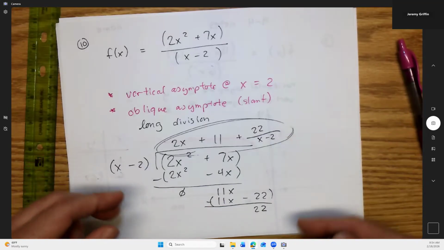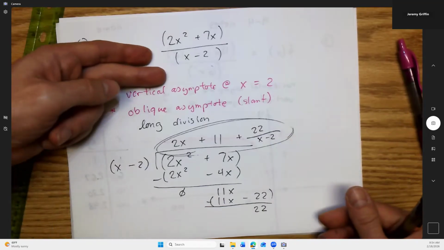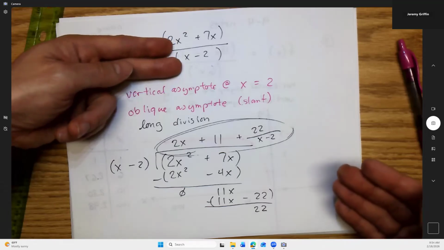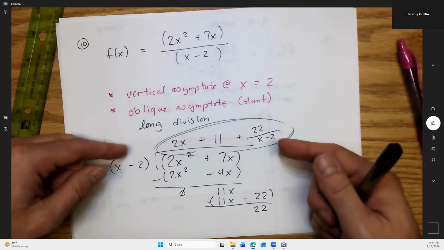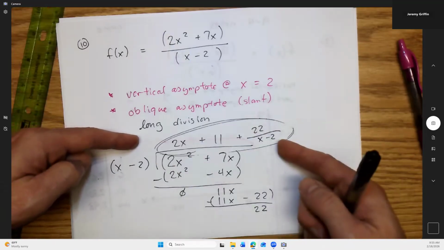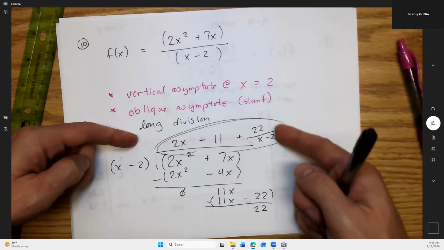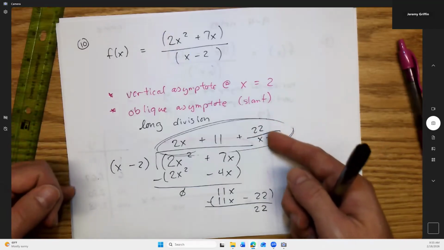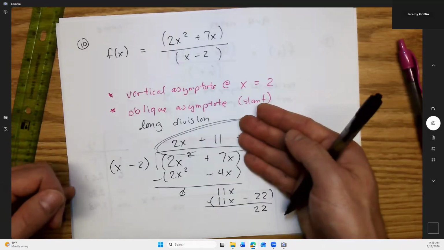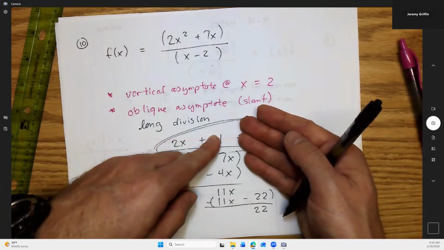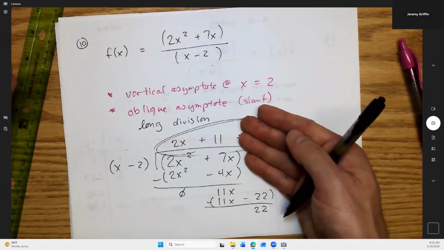The idea is if you let x become extraordinarily large, like you put in a million for x, it comes out to this whole thing that I circled, but this last bit, this remainder-looking bit, is going to approach 0 itself because it's like 22 over a million. That's just going to go away eventually, become negligible. And you're left with this 2x plus 11, and that's what this graph is asymptotically approaching.